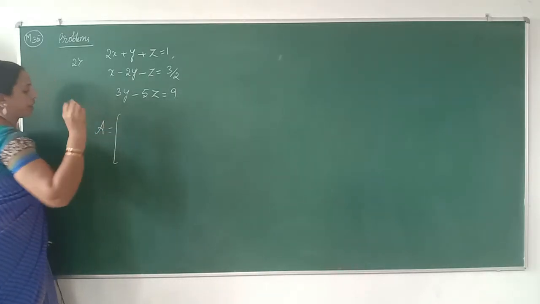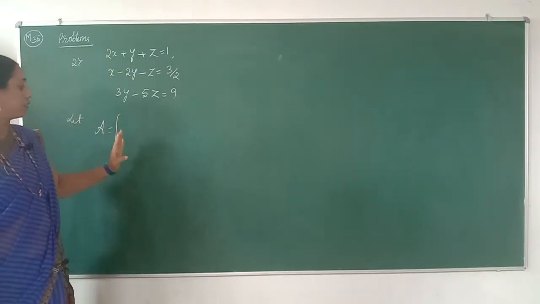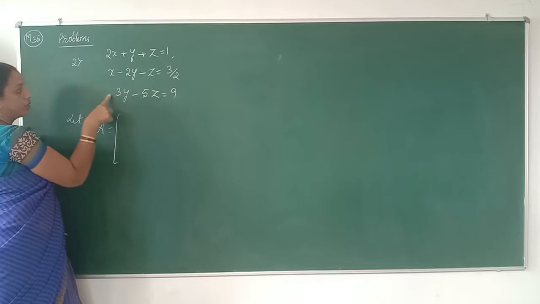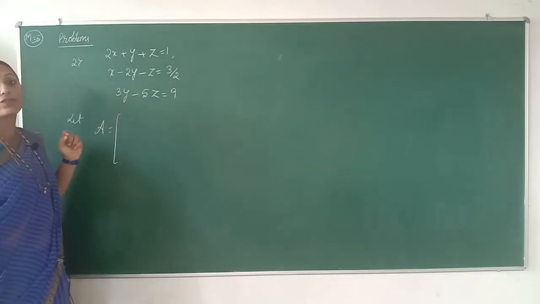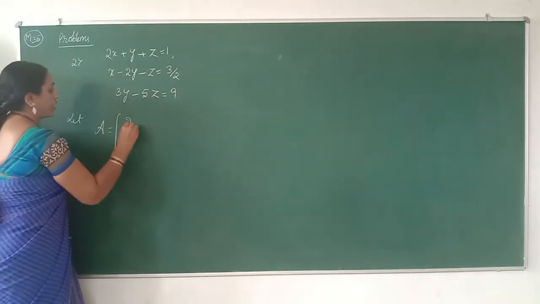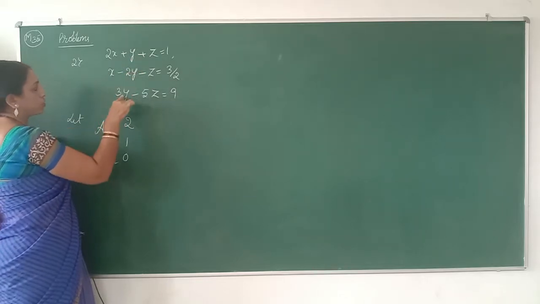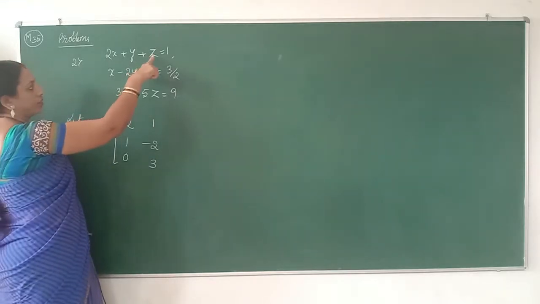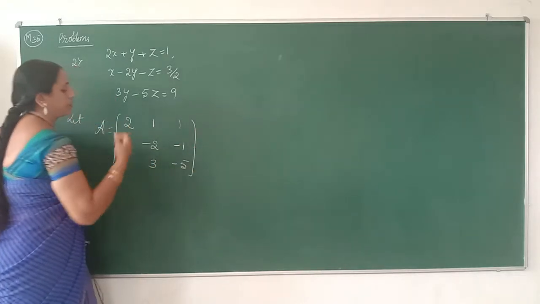Let elements of A, so all the coefficients of x, y, z in all the three equations are represented in the elements of the first column. Now what are the coefficients of x? 2, 1, but in the third equation it is 0, because the third equation does not contain terms of x. Therefore their coefficient of x is 0. Their elements are 2, 1, 0. Similarly, coefficients of y: 1, minus 2, 3, and coefficients of z: 1, minus 1, minus 5. These are the elements of the matrix A.